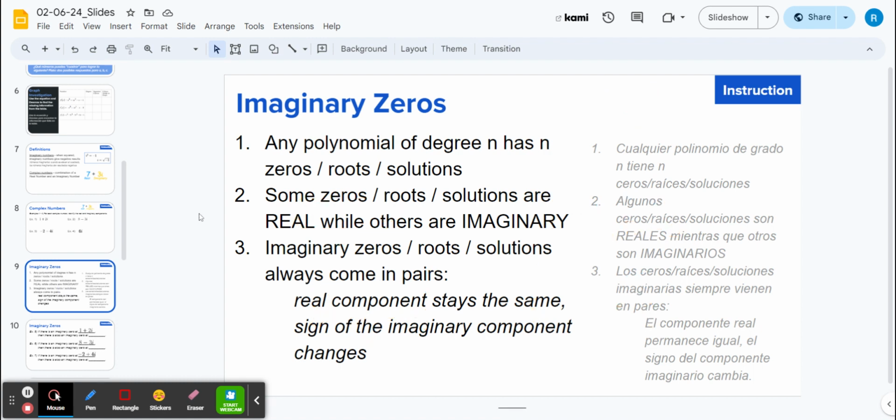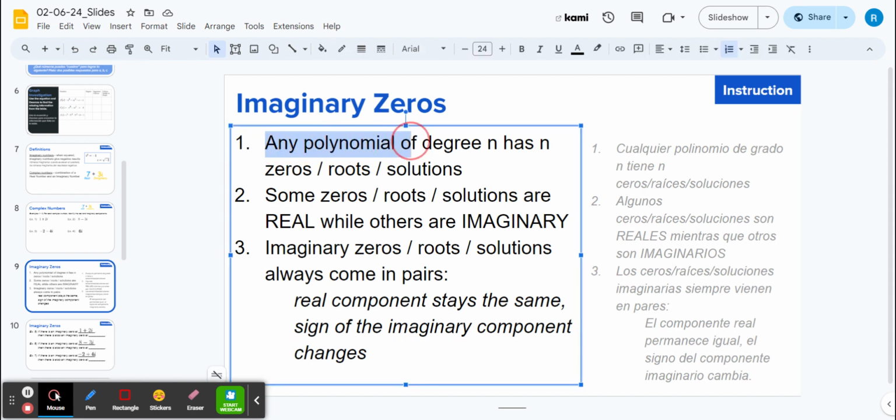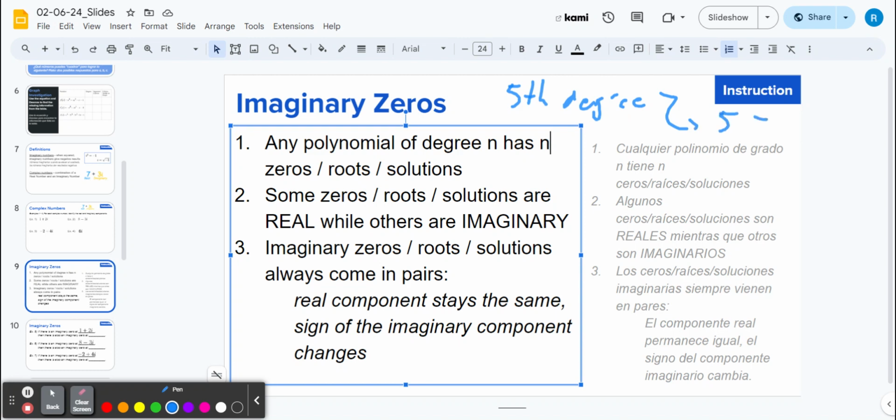So, some keys for imaginary zeros, and you don't have to write these down. These are on your notes. First off, any polynomial of degree n has n zeros, roots, and solutions. So if we have a fifth degree, that means we should expect 5 zeros on our graph or in our polynomial.